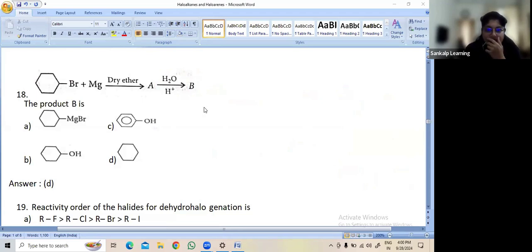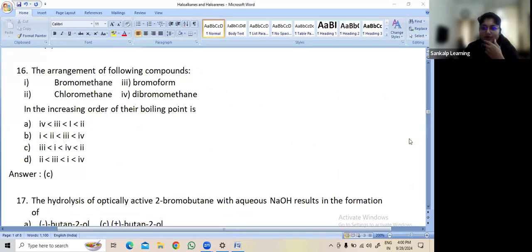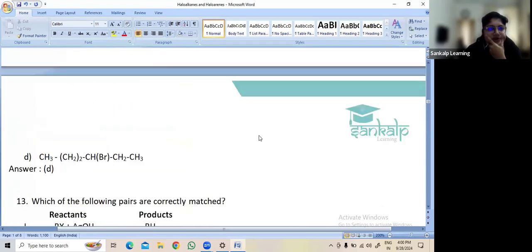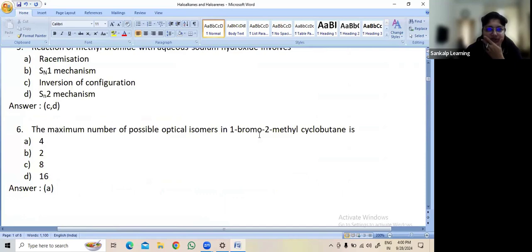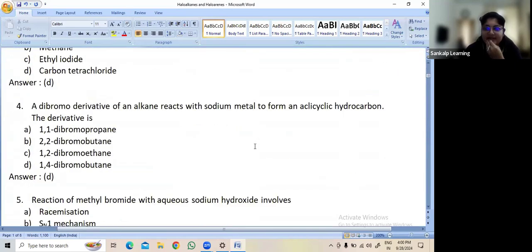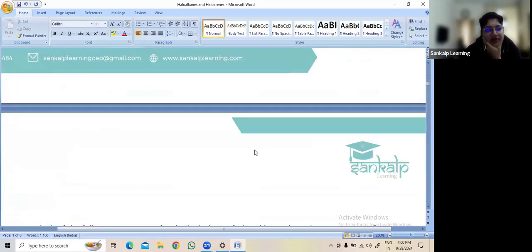Try to solve many questions. I think many questions we have solved in today's session. SN1, SN2 mechanisms and all the name reactions are very important. Then study the stereoisomerism part: what is optical activity, what is racemization, what is inversion, what are meso compounds, what are enantiomers. So you study all these things.